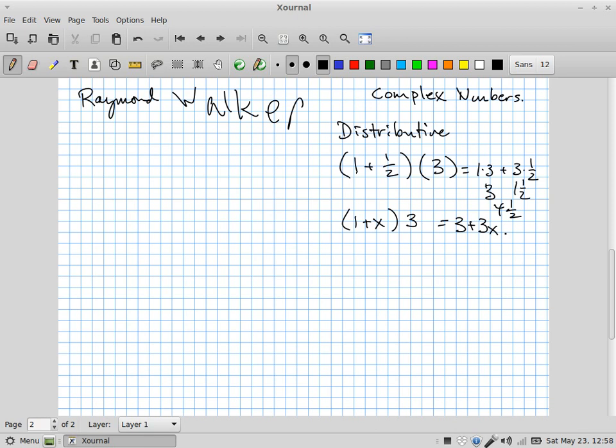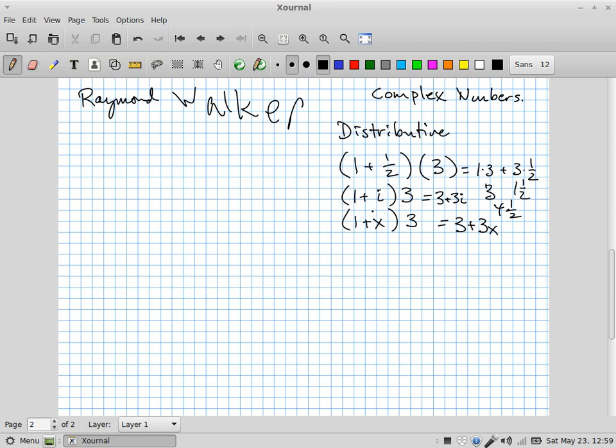Well, today we're going to do something that involves complex numbers. 1 plus i times 3, which of course is equal to 3 plus 3i. Interesting. The product of a real number and a complex number is going to be a complex number. This is a complex number, 1 plus i.